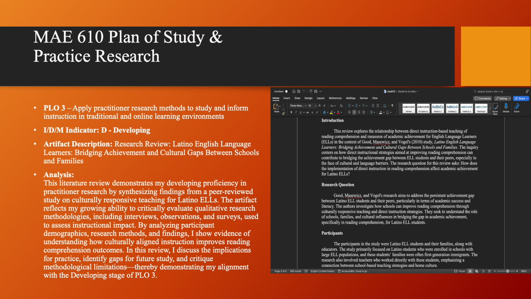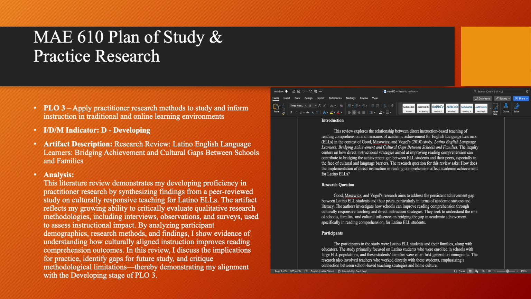The first artifact we're going to look at comes from MA 610. This artifact is a research review. The article in review is Latino English Language Learners Bridging Achievement and Cultural Gaps Between Schools and Families. I have associated PLO 3 to this artifact, and I have given myself a D for developing in the knowledge level of this skill set.